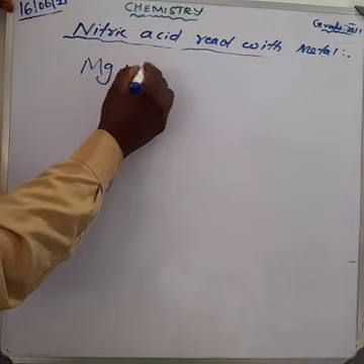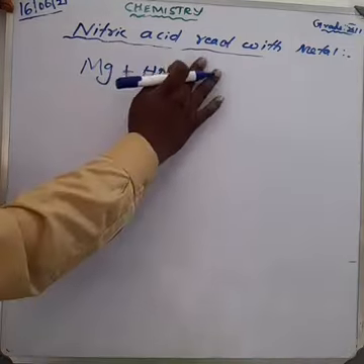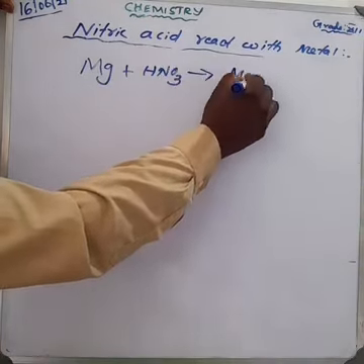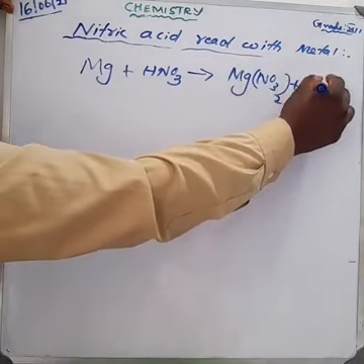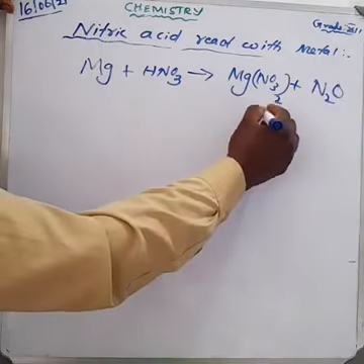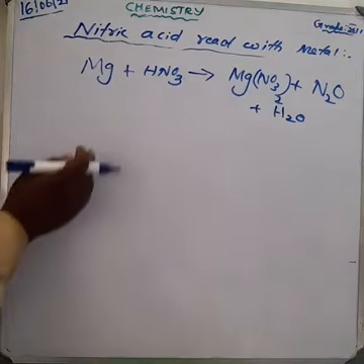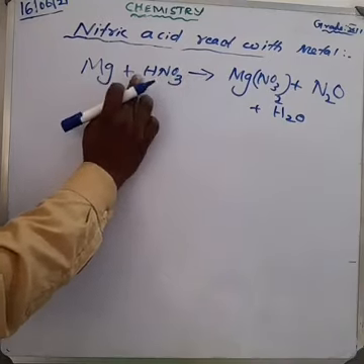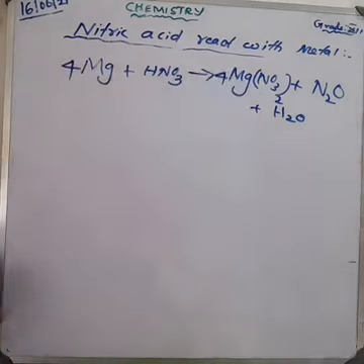Magnesium reacts with nitric acid. Mg plus HNO3 gives magnesium nitrate, what's the formula? Mg(NO3)2, plus nitrous oxide N2O, and also we get water molecules H2O. So how can you balance the reaction? Already the previous overall reaction we wrote. How much magnesium is there? In the above equation 4. So make it 4, 4. Magnesium is balanced.